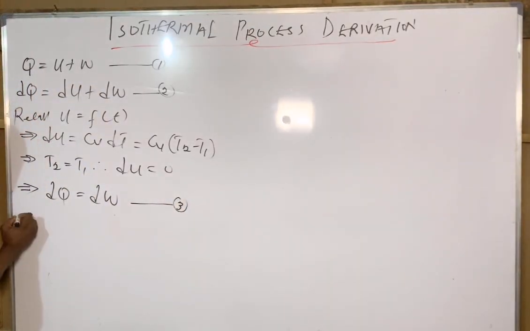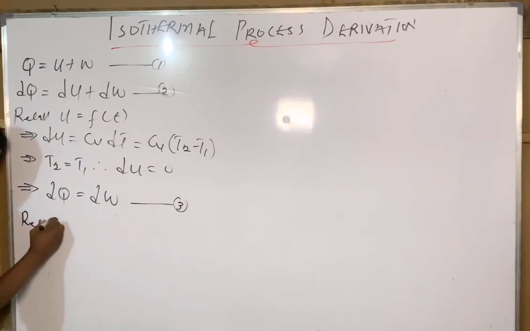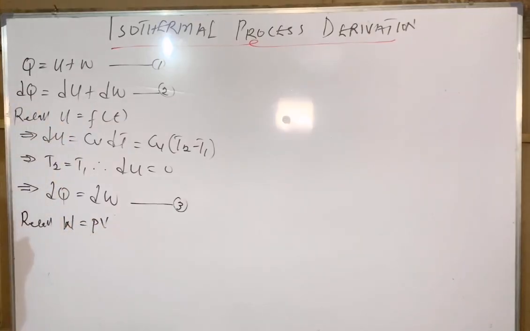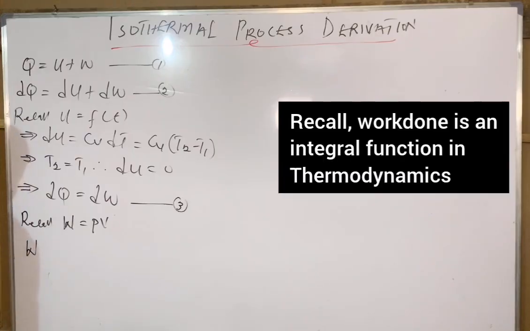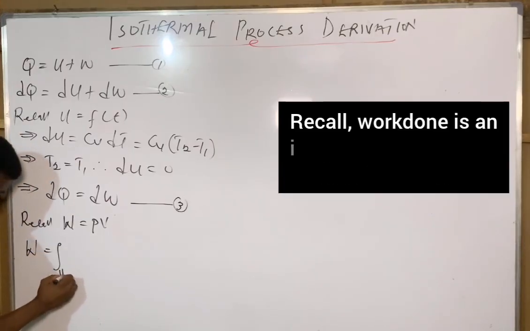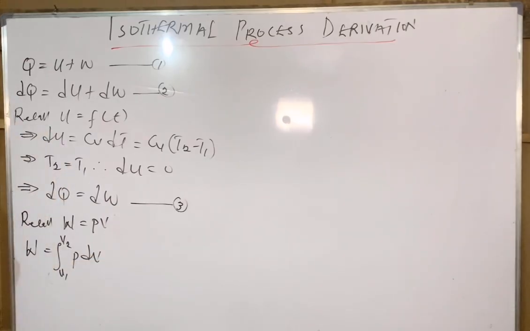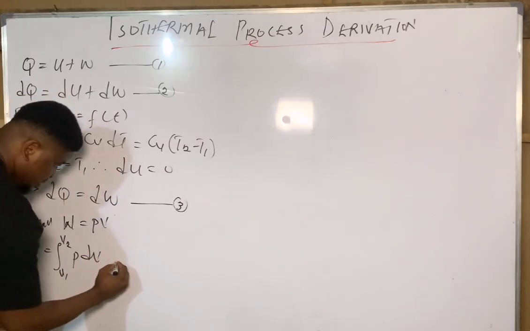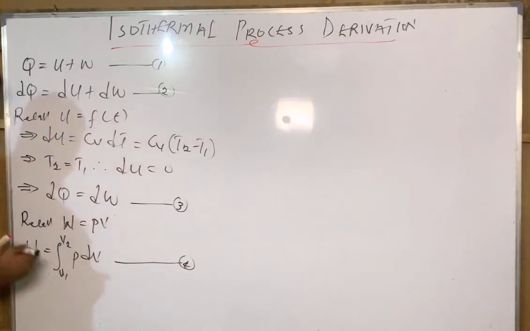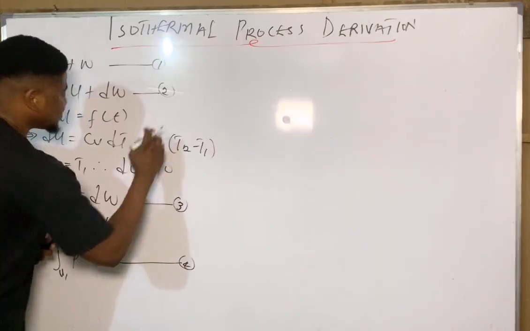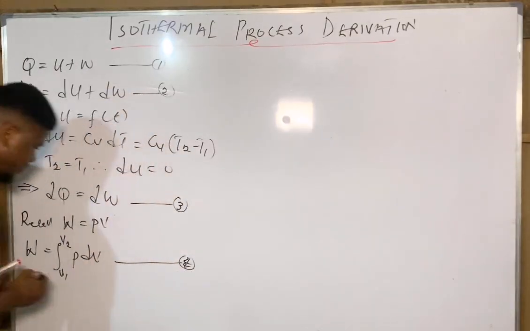Now recall that in thermodynamics, work done is actually the product of pressure times volume, right? And mathematically it is given as an integral from V1 to V2 of P dV. So let's call this equation 4.